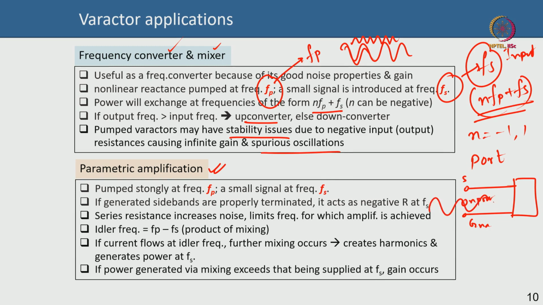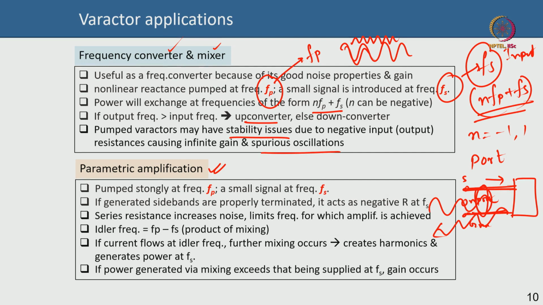So the signal comes in here, and the signal also goes out here. In the same port you are feeding in the signal and getting the signal out, because there are only 2 terminals, one signal and one ground. So 2 terminals form one port. That is not a good thing, because you will get a lot of unwanted reflections, and it is not the best way to amplify. But still, parametric amplification is an important and interesting concept.